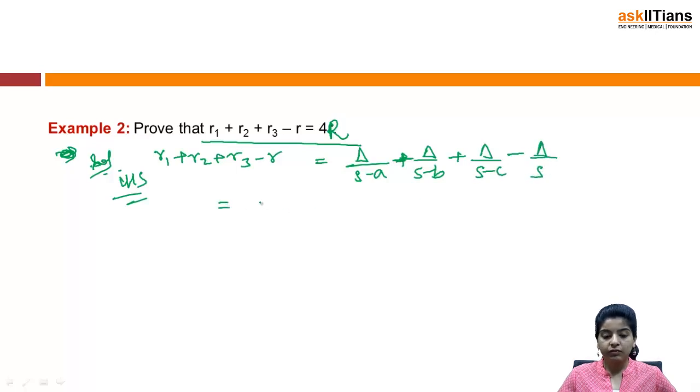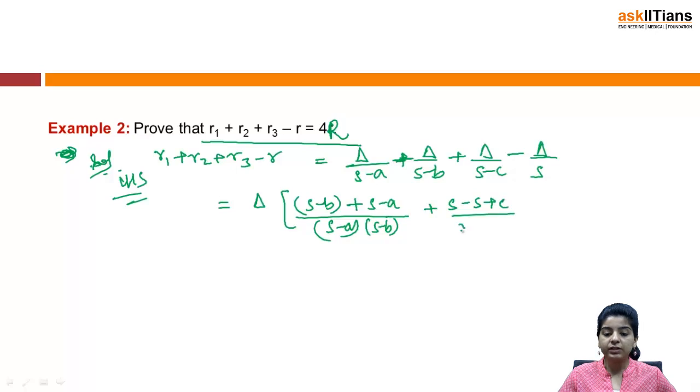Just simplify this, we have delta common, S minus B plus S minus A. If I take two terms at a time, S minus B plus S minus A into S minus A, S minus B, plus S minus S plus C by S, S minus C. We have delta, and I am taking two terms at a time. So this is equal to delta.